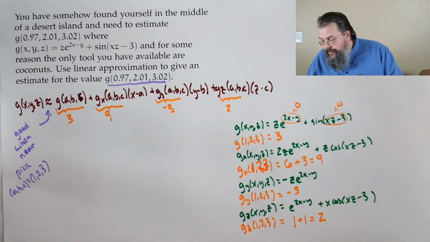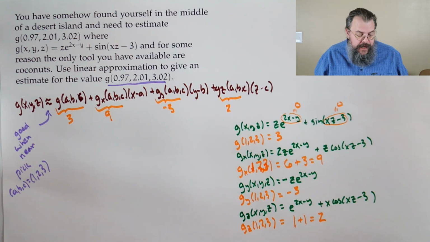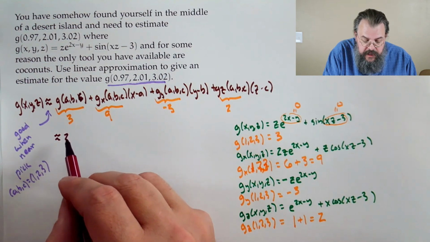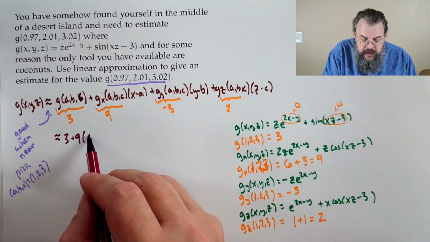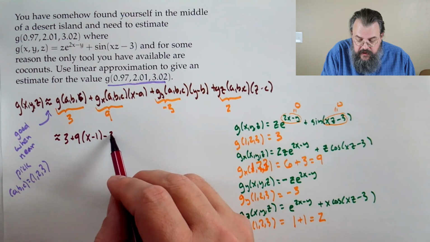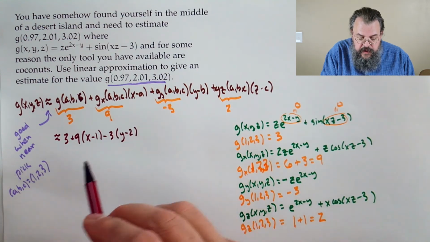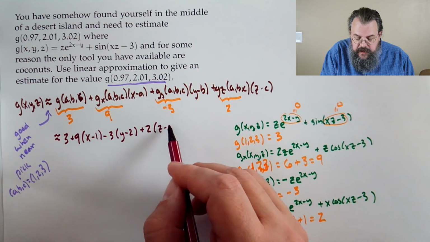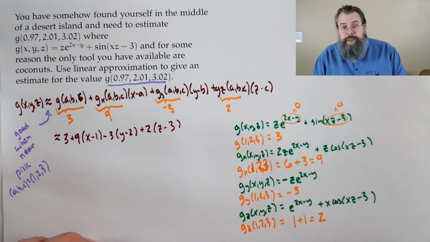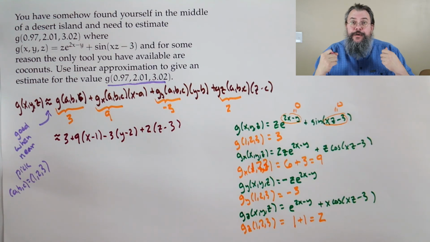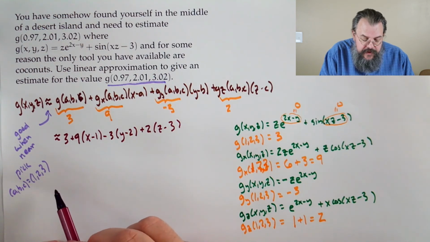All right, so let's update. What do we have? So we have our function. It's approximately 3 plus 9 times x minus 1, because a is 1, minus 3 times y minus 2, b is 2, and then plus 2 times z minus 3. All right. Great. We're almost done. The last thing for us to do is now plug in where we're trying to get our approximation, clean it up, and life is good.